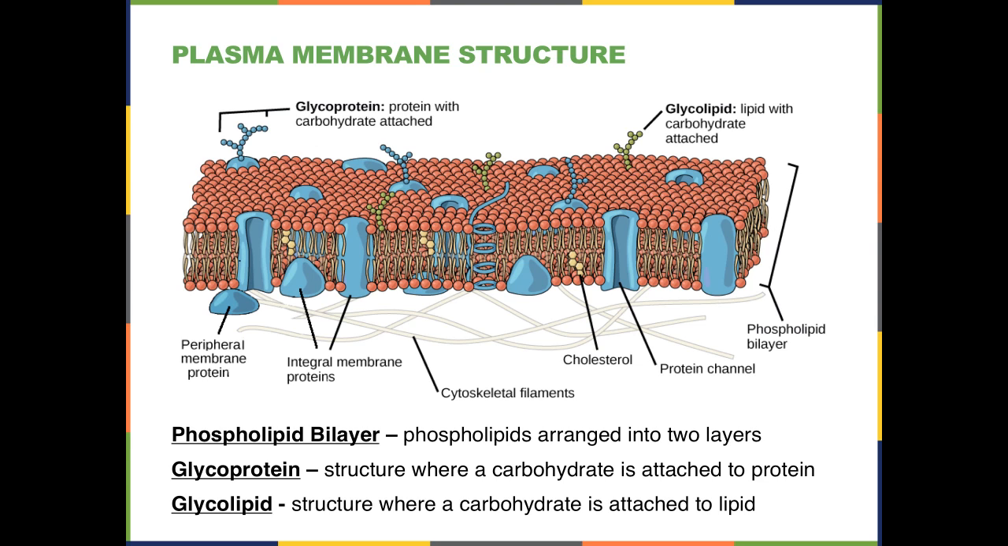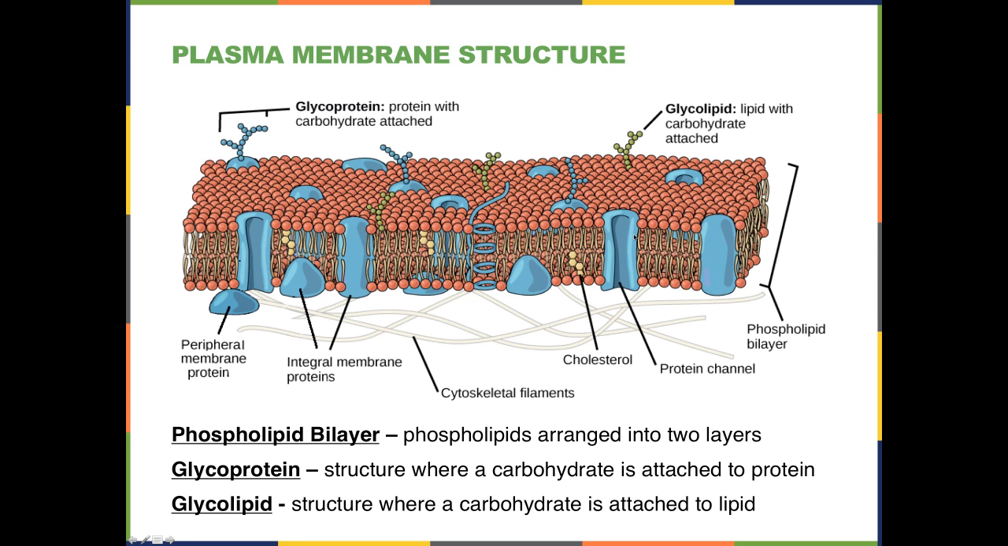Now here's the plasma membrane structure, and you remember this is a phospholipid bilayer. We showed that in the previous slide. You have a layer of lipid here, a layer of lipid here, so it's a bilayer that's moderately impenetrable. But then you have channels that allow for things to cross.